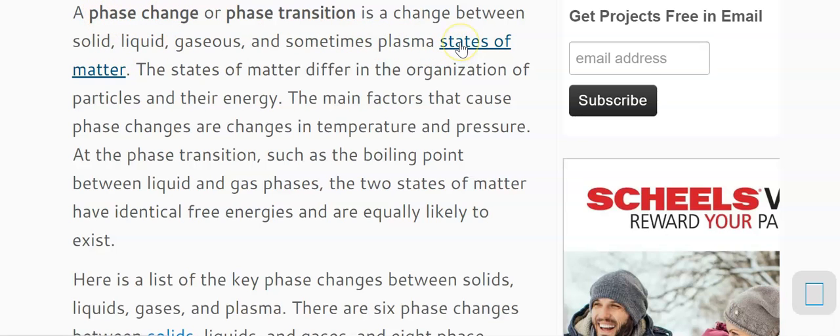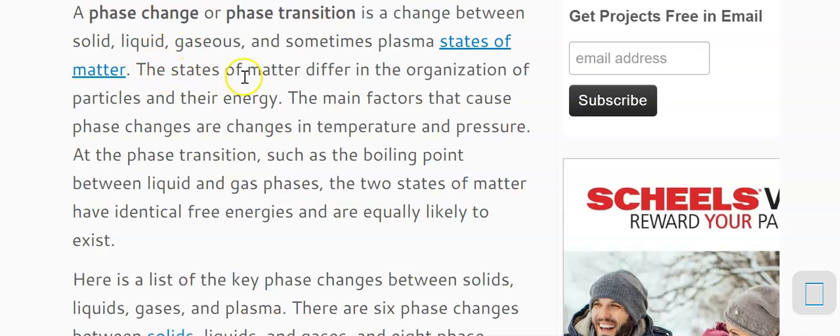We've talked about the states of matter, mostly solid, liquid, and gas. So when you change from a solid to a liquid, or a liquid to a solid, or a solid to a gas, or a gas to a liquid, or a gas to a solid, that is called changing phase. And we're going to be investigating that more in the days to come.